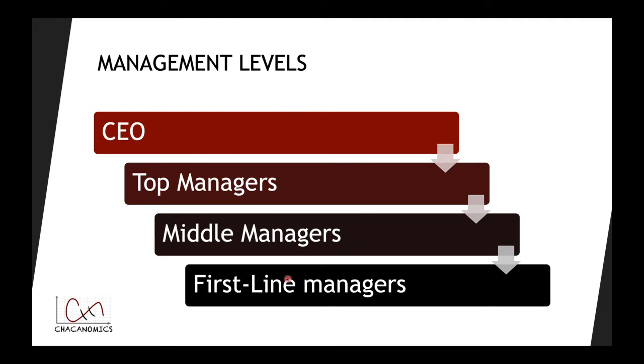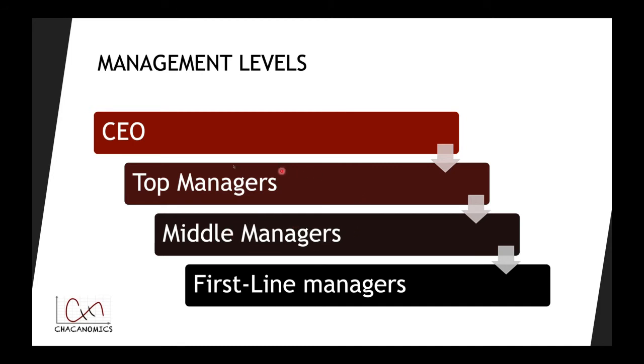First, we have the first line managers. These are the ones that work together with the first line employees, like the workers, the people that are in the production lines. These level managers are usually called supervisors. Then we have the middle managers, who are in charge of the first line managers. We usually call them managers or a management position.